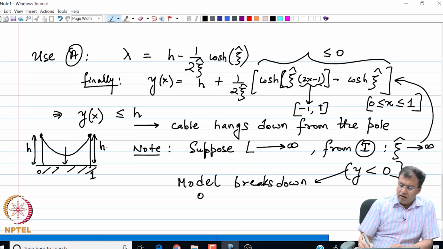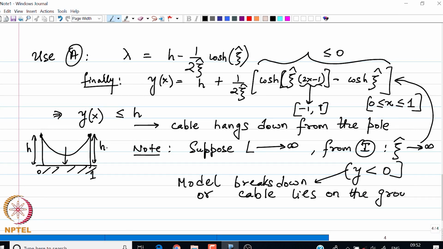In other words, the cable lies on the ground. There is nothing in terms of potential energy which is governing the shape of the cable. So in that case the cable will be completely lying on the ground. This is the case where L goes to infinity, so the cable is lying on the ground. That completes the analysis of this example, the first example with the isoperimetric constraint setup. Let us look at more examples of this similar category.